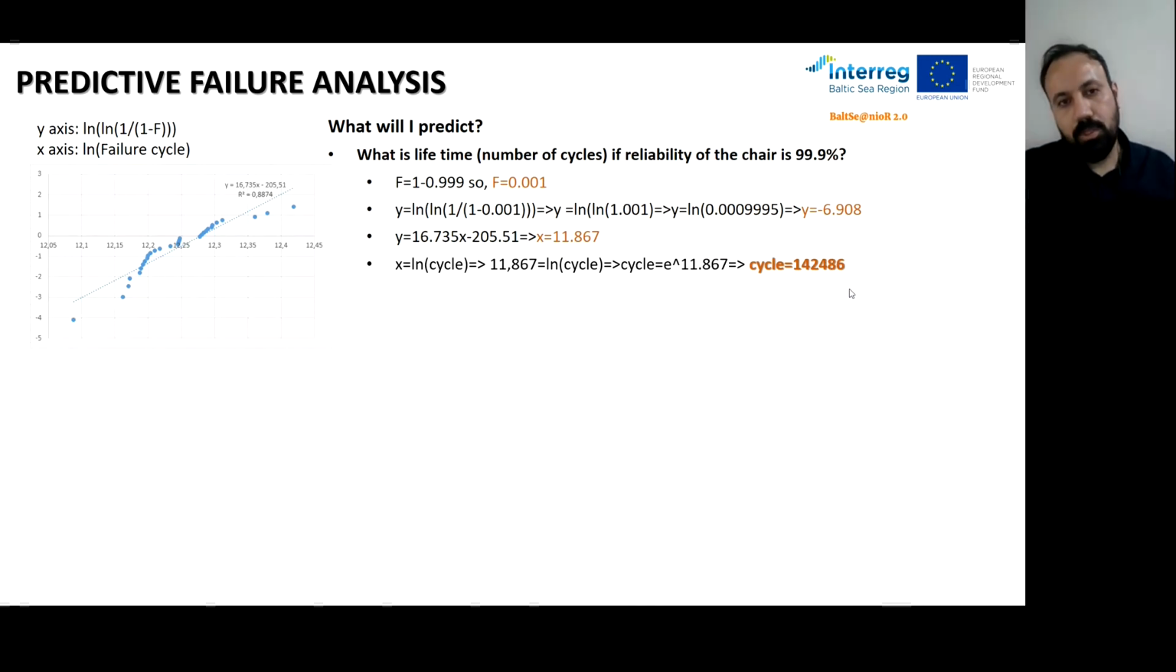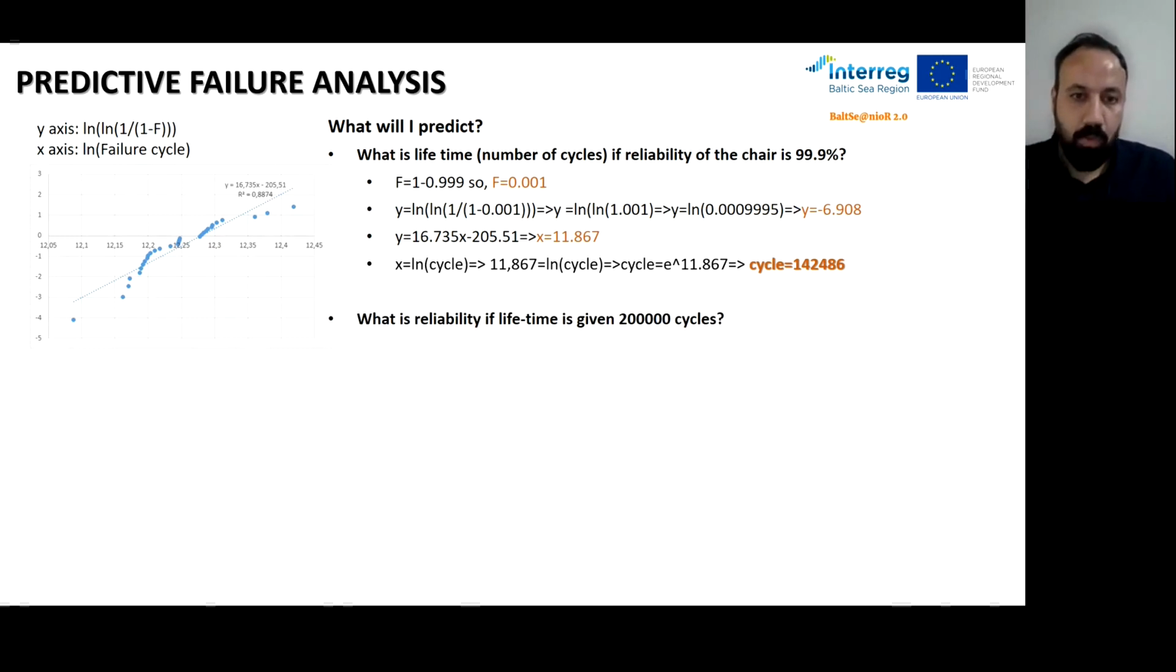Cycle goes to 142,486. So if I would like to set up a 99.9% reliability, my life cycle or lifetime should be that number. If it increases, my reliability level can be damaged.